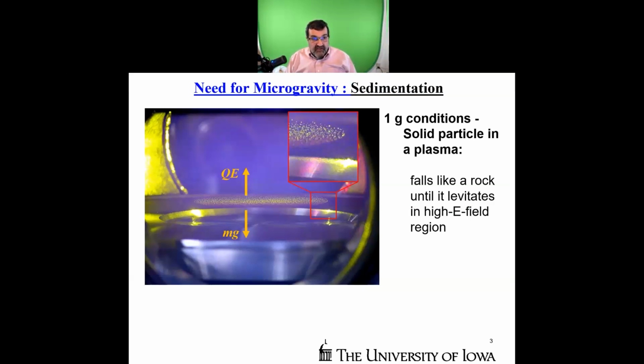Why is microgravity useful? Microgravity is conditions where you're in free fall so that everything in your experiment's falling together. What's useful about it is you can avoid the situation of sedimentation. Under 1G conditions, when we work in the lab, as in this photograph shown on the left, the solid particles just fall like a rock. They fall like a rock until they get to a place where their large electric field allows them to be levitated. So you can create, in this case, a little 2D layer of dust. But if you want to fill a big 3D volume full of dust, it's kind of hard to do under 1G conditions. And so that's why the microgravity is useful to avoid sedimentation. Let's go to slide 4.